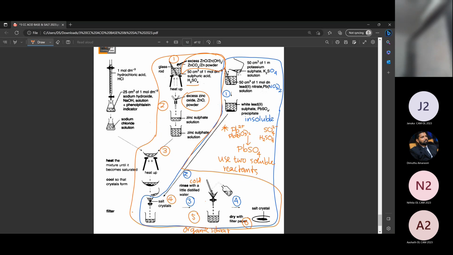You might not have enough space in your tutorial, so please use a book or a paper and write them down and attach to this page. Okay, what are you going to do now? You are going to write the steps of preparing zinc sulfate, starting from sulfuric acid and any of these solids.